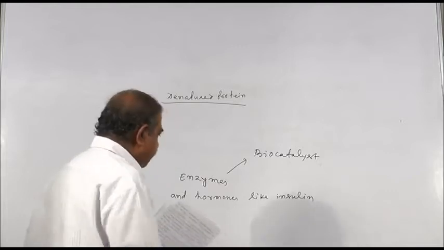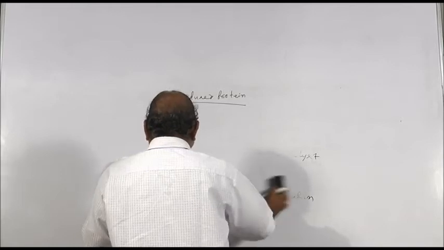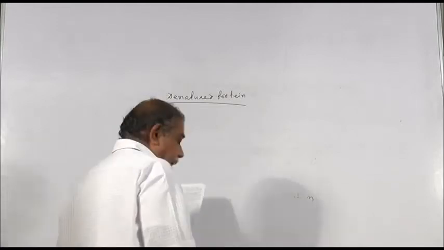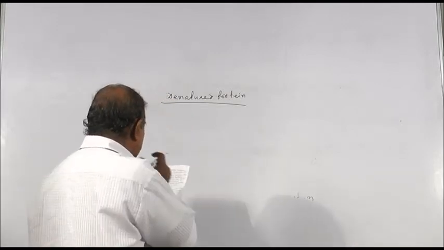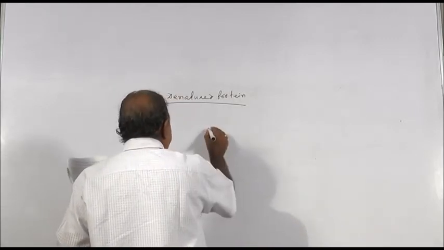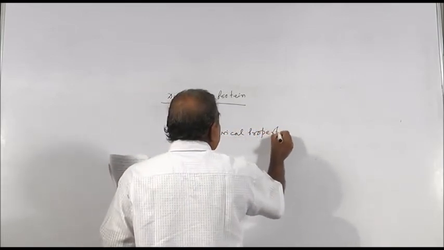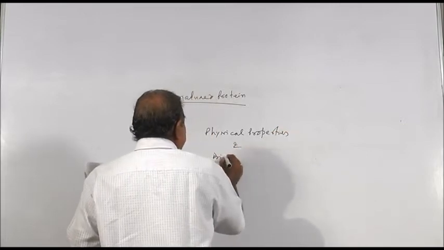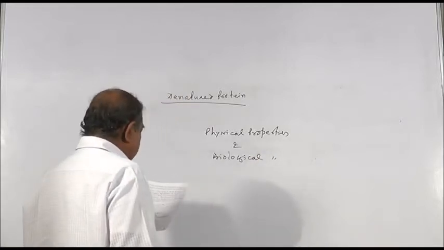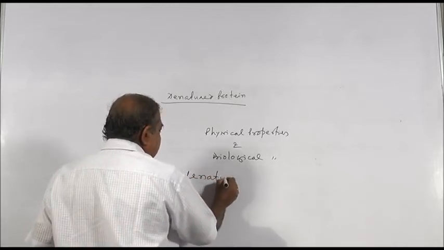Denaturation is a process by which we get denatured protein. The process that changes the physical and biological properties of protein without affecting its chemical composition. It only changes the physical properties and biological properties without changing its chemical composition. That process is called denaturation.